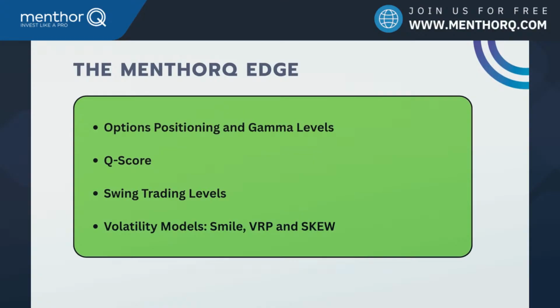So how can we provide you with an edge? We provide access to option positioning and gamma levels. We have developed our Q score, and we're going to show you some examples of successes that we had, on how you can use it for trading stocks and other assets. We also now have swing trading levels, which are high-probability support and resistance zones based on flows, not just charts, and we also have full backtesting results there. And then, of course, we now release some really nice volatility models like our VRP, volatility risk premium, and others like skew and term structure.